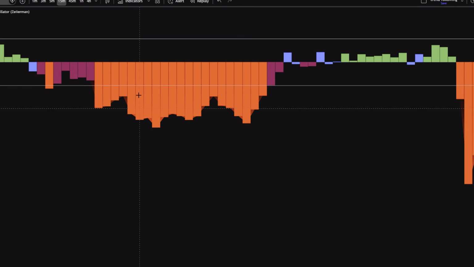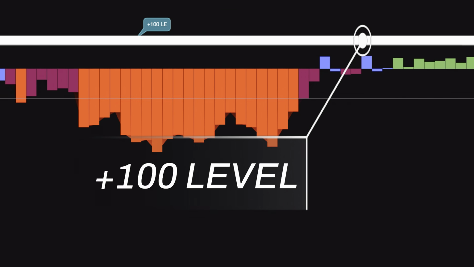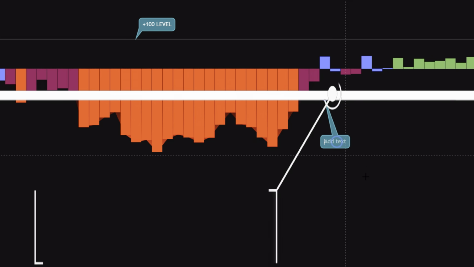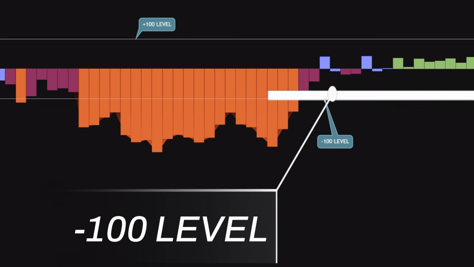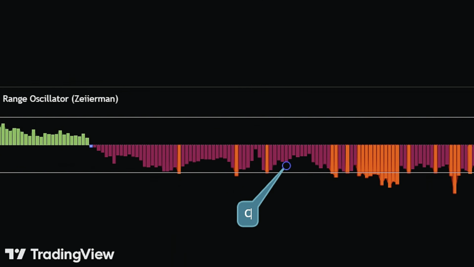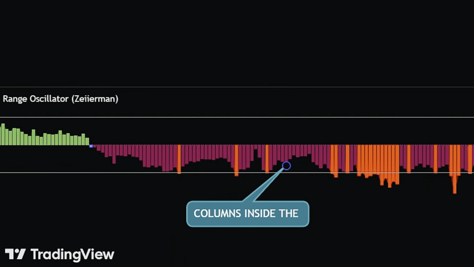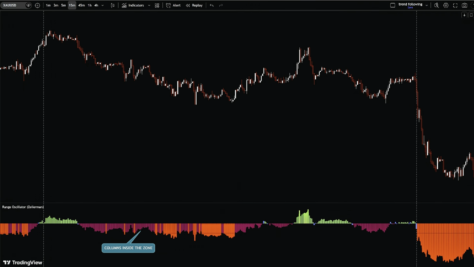Look at those zones at the bottom. When those columns are trapped in the middle, it's a graveyard for retail accounts. This is zero momentum. It's just range-bound noise. If you trade there, you're just gambling on coin flips.